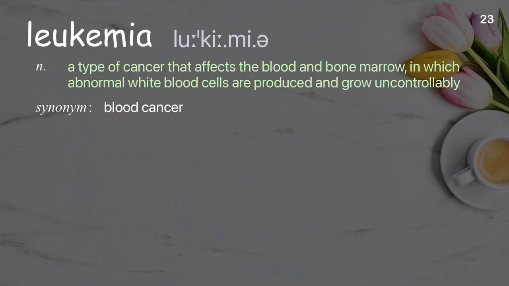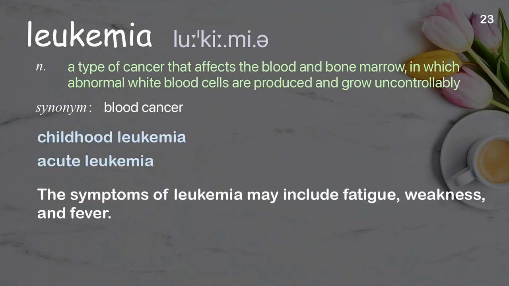Leukemia. A type of cancer that affects the blood and bone marrow, in which abnormal white blood cells are produced and grow uncontrollably. Examples: childhood leukemia. Acute leukemia. The symptoms of leukemia may include fatigue, weakness, and fever.